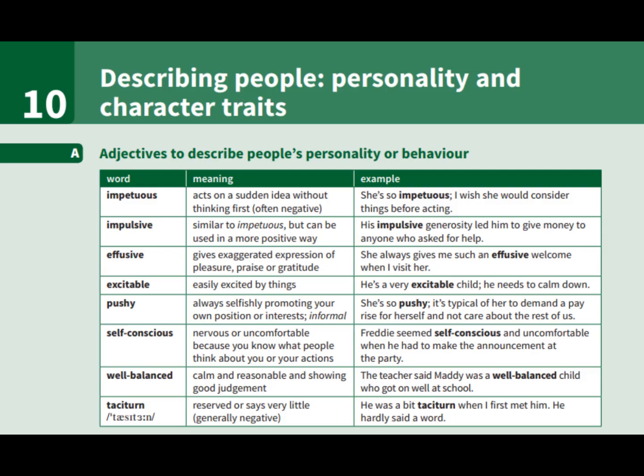A taciturn person is reserved and says very little. This word generally has a negative meaning. For example, he was rather taciturn when I first met him. He hardly said a word.